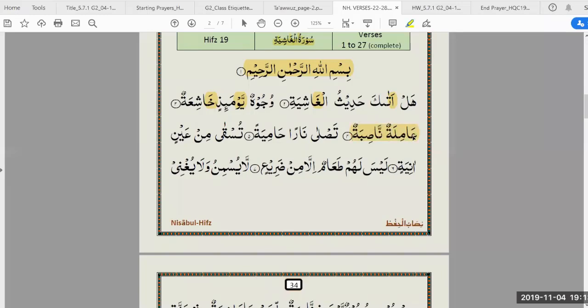Can you read this bit? Amilatun nasiba. That was good. And this one?